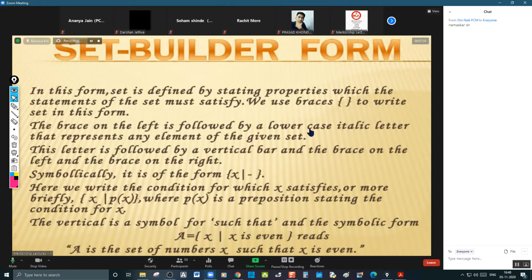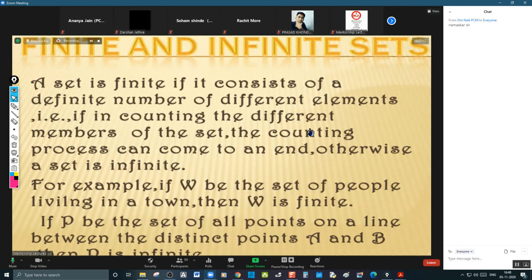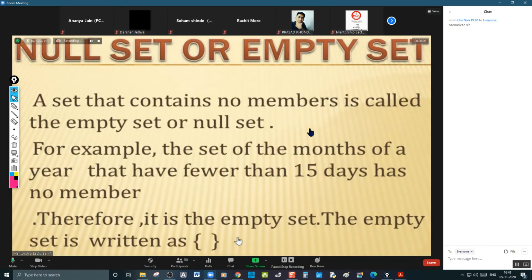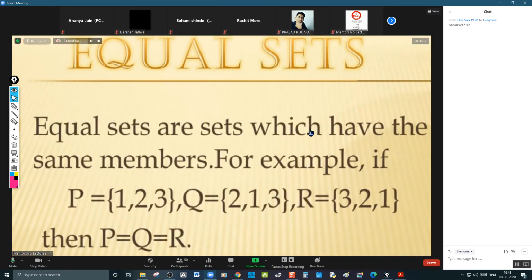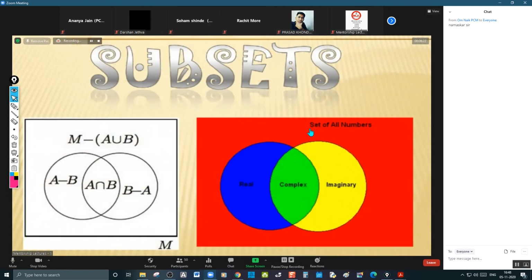Let me wait for the images to roll on. These are finite and infinite sets. I will be defining that. These are all definitions we will be understanding separately, but I have taken null set or empty set, which has no elements in it, and equal sets. We are going to see all this. Just for you to familiarize with this, I have taken this.